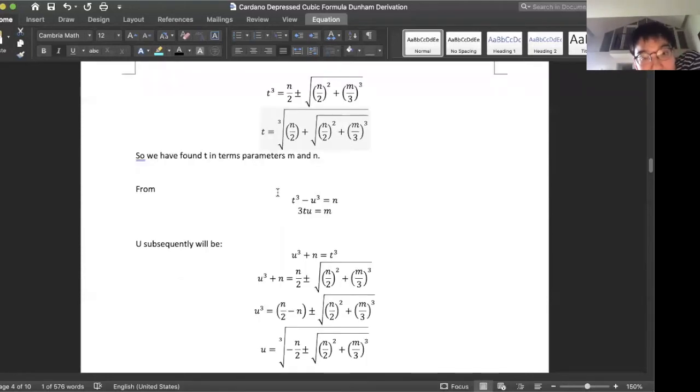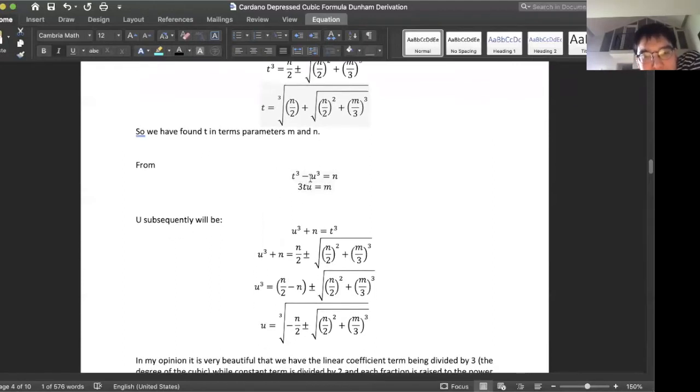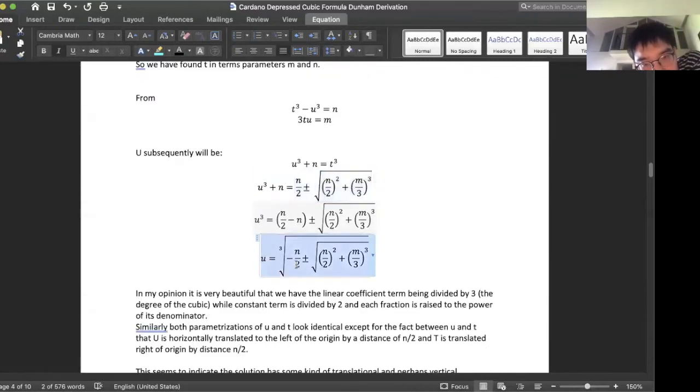Now we can back solve for u just simply by using one of these relations again. So I'm going to do it in this manner. So I end up with this. So u, the multivariable function u, is almost the same as t, except instead of a positive n over 2 to the left of the plus or minus sign, you have a negative n over 2. In my opinion, it is very beautiful that we have the linear coefficient term being divided by 3, the degree of the cubic, while the constant term is divided by 2, and each fraction is raised to the power of its denominator, respectively.